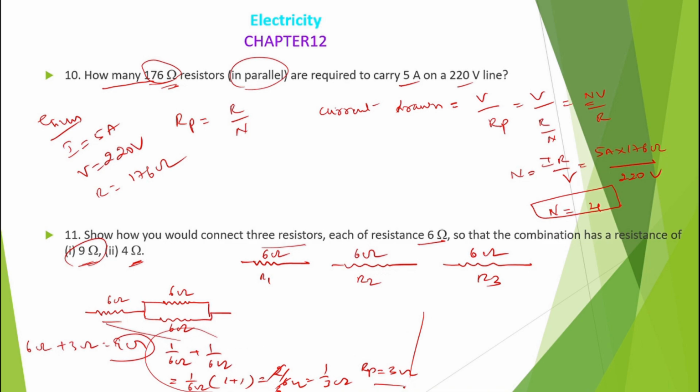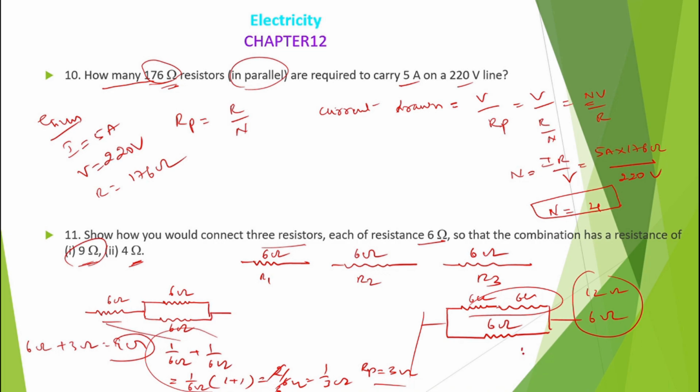This is one part. So the second part, I will try like this. One and the next one, two in series. 6 ohm and 6 ohm. And one more, I will try in parallel. This is also 6 ohm. Now what do you have to do? This is a series connection, correct? 12 ohm. And now 6 ohm, two are there. Now these two become parallel.